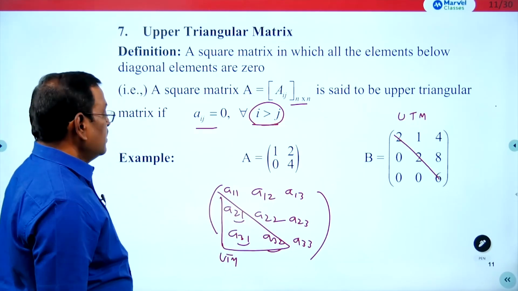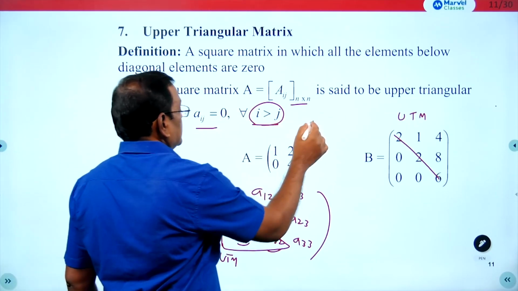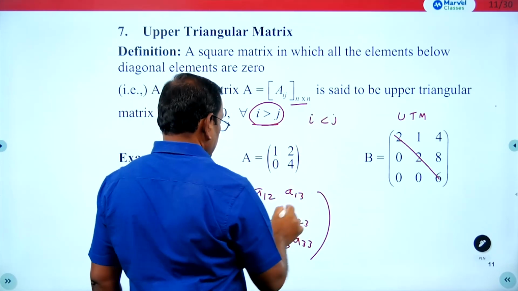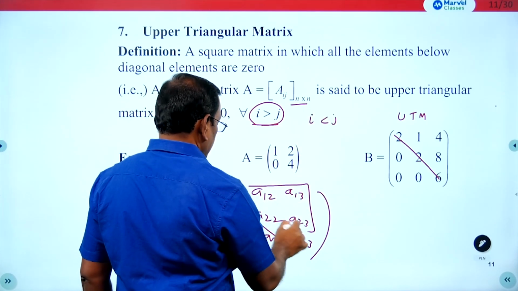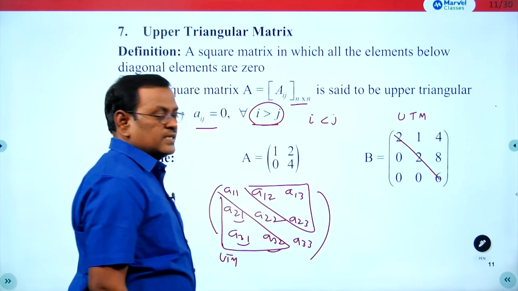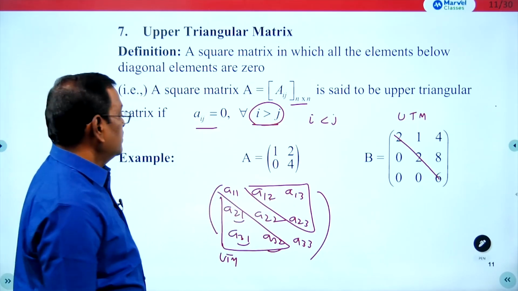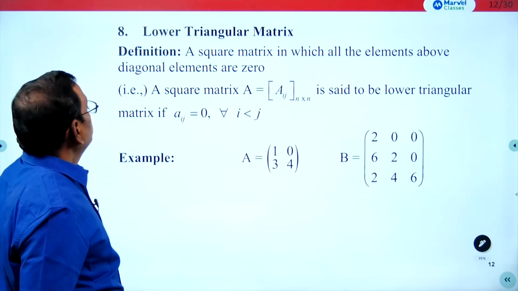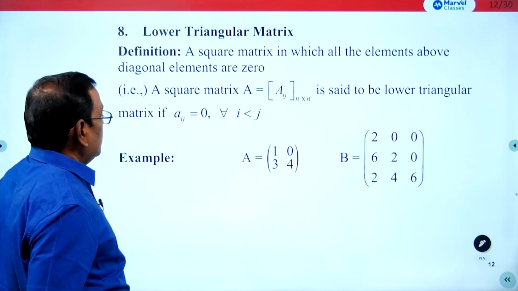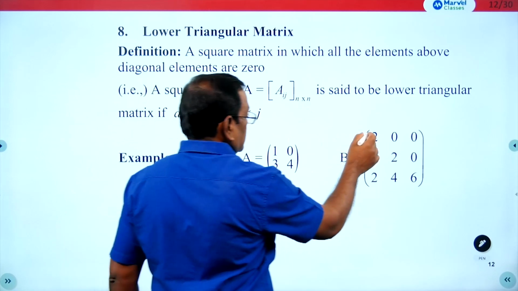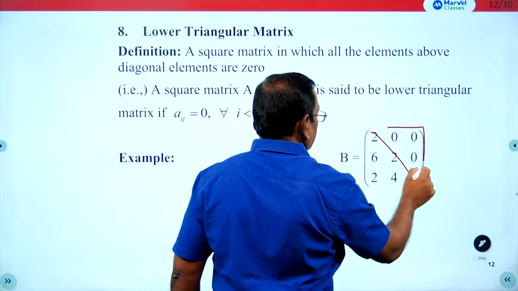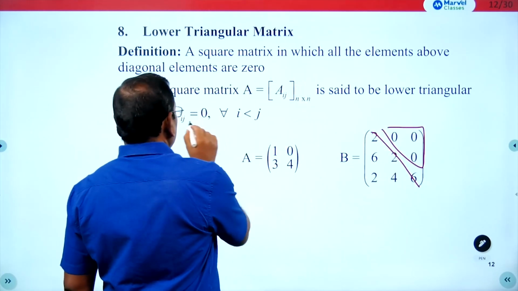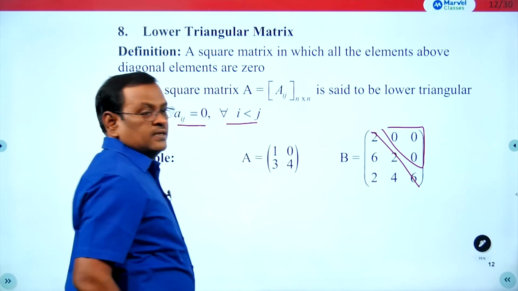The next type, i less than j. In the next screen you have i less than j. If we consider these three elements, the first number is always less than the second number. So the next type: a square matrix is said to be a lower triangular matrix if all the elements above the diagonal elements are 0. That is, Aij equal to 0 for all i less than j.